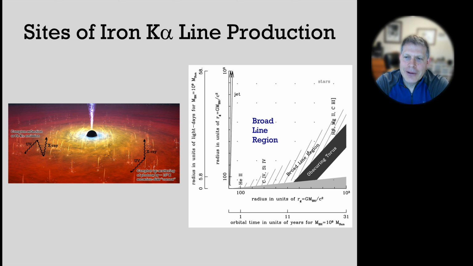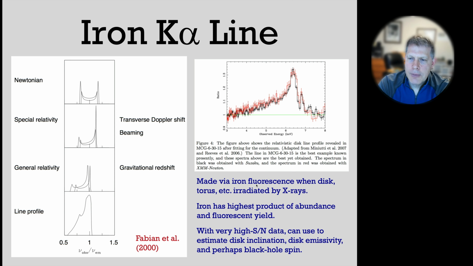Any material with a decent optical thickness to fairly high energy X-rays will produce iron line emission, at least to some degree. Now, the nature of the iron line emission in terms of its spectral profile will be different depending on those different scenarios. So I will say more about that in a minute. Just a couple of other points very quickly.